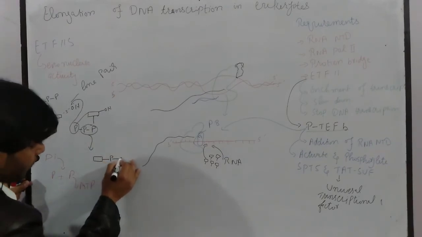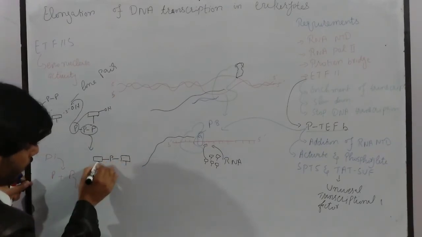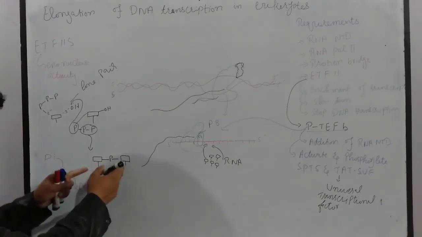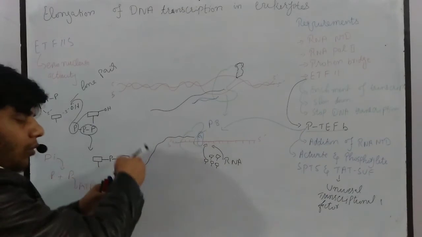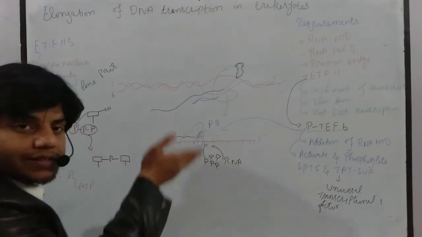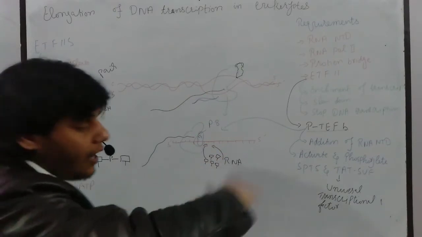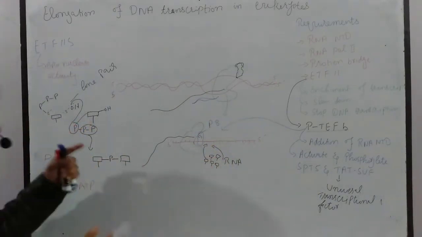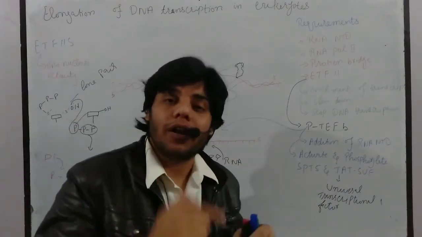So there will be a phosphate group. A phosphodiester bond will be formed between each nucleotide, as you can see. After that, another nucleotide will be added in the same manner. Then the 4th, 5th, 6th, 7th, and the addition of nucleotides will carry on, and we get a long chain. So this is how nucleotides are added one after another.